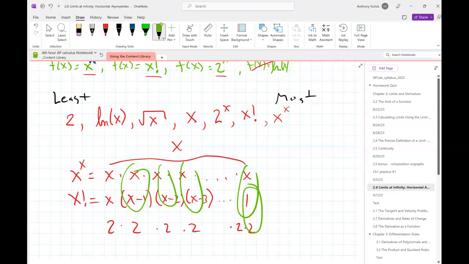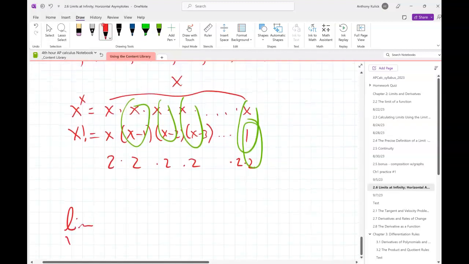Nolan, is this going to be on the test? So why are we talking about this? I'm talking about this to use as a foundation to create some intuition, so you can look at a limit problem and not have to do something algebraic to it, and just be able to come up with the answer.